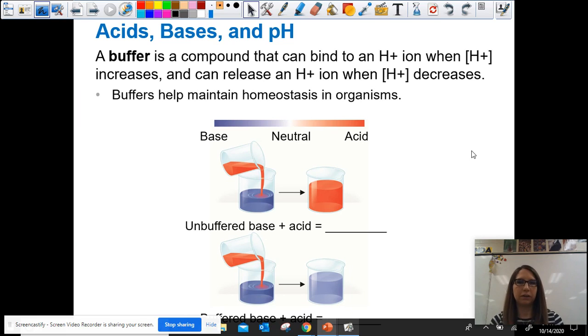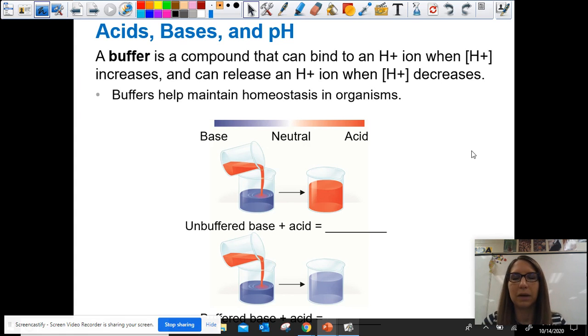Okay, last one, buffer. Buffer by definition is something that binds with hydrogen ions when the hydrogen ion concentration increases, and then can do the opposite when the hydrogen ion concentration decreases. So buffers, essentially what they do is they help to maintain homeostasis in living things. They help to maintain a relatively neutral pH, or a pH at least within a range or a window that makes things operate the best, right? Most efficiently. So when we're adding buffers to things, like in a chemistry experiment, we're essentially dumbing down the effects of those acids and bases, and we're allowing that pH to maintain at a consistent level.